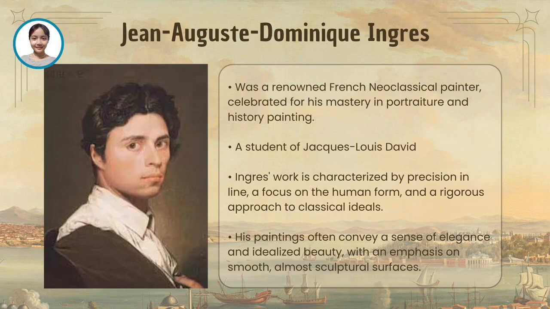Next is Jean-Auguste Dominique Ingres. He is the renowned French neoclassical painter and a student of Jacques Louis David. His artwork is characterized by precision in line, a focus on the human form. His paintings often convey a sense of elegance and idealized beauty, with an emphasis on smooth, almost sculptural surfaces.